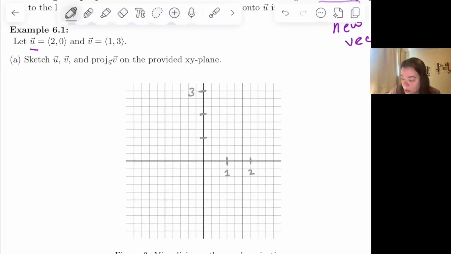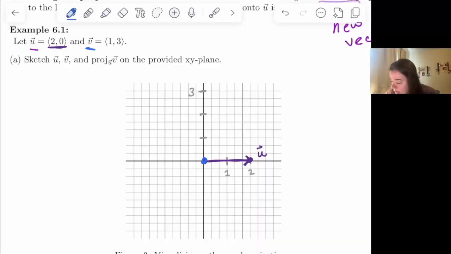And let's graph in purple vector U. Vector U starts, remember it's in standard position, so it starts at the origin and its head ends at the point 2, 0. So it's actually laying on the x-axis. There is vector U. Let's get in there now with a different color. I'm going to pick my blue and I'm going to sketch vector V. Vector V starts at the origin, it's in standard position, and ends at 1, 3. So let's get that in there. There is vector V.